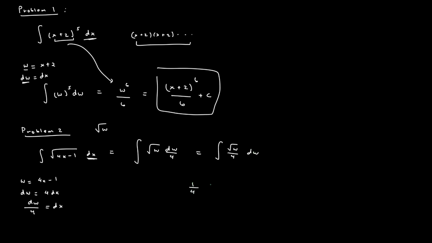And then we can integrate square root of w, which is just w to the power of 3 over 2 times 2 over 3, which then is equal to w to the power of 3 over 2 divided by 6. Now we substitute back in the value for w, which is 4x minus 1. So we end up with 4x minus 1 to the power of 3 over 2 divided by 6 plus c.